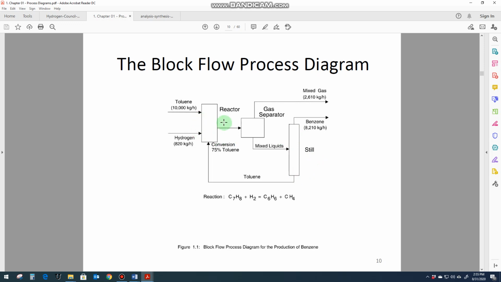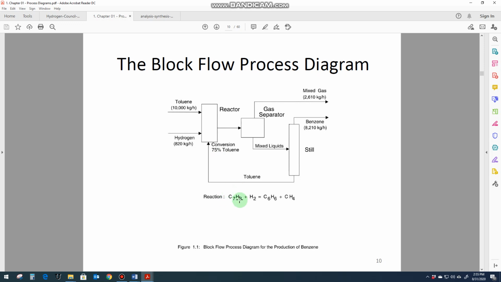So we are having three main processes here, and we can represent each of the processes simply with a plot, in which we show the input stream and output stream. If there is any recycle, like this one, we can show that, and we can simply give the information about the flow rates and the conversion.